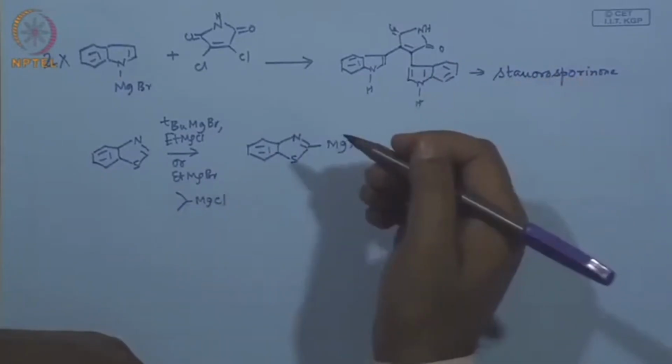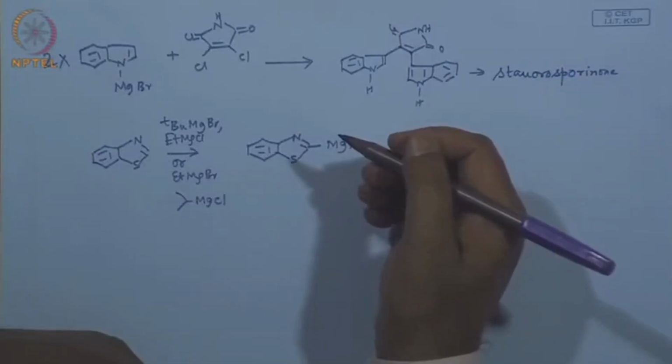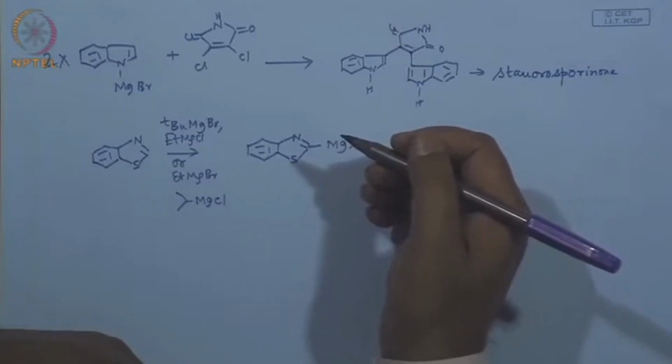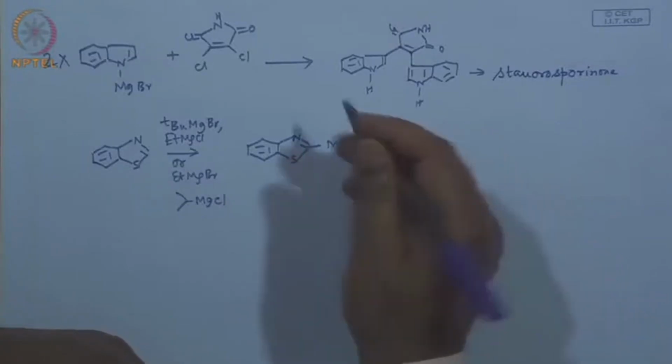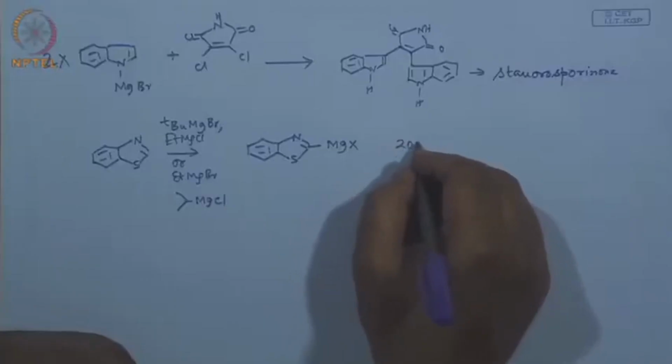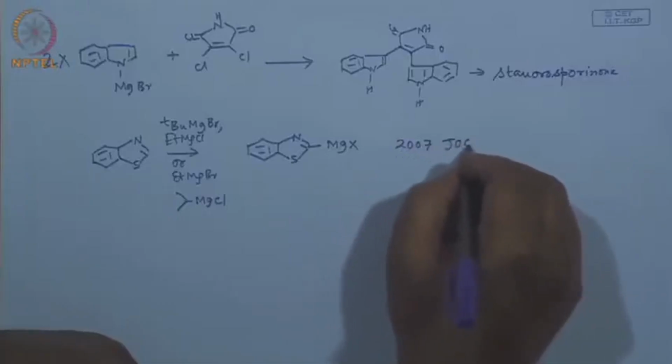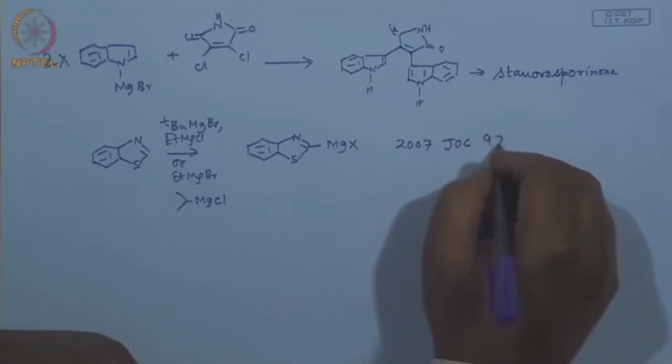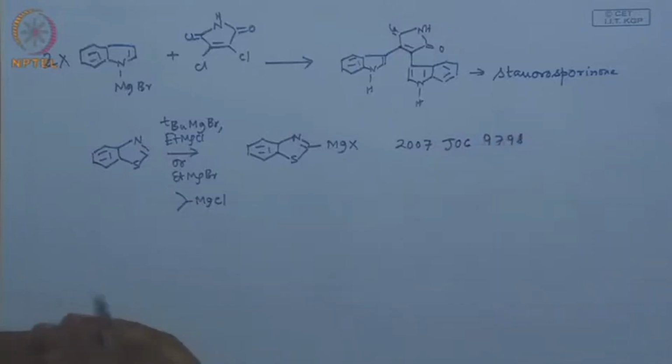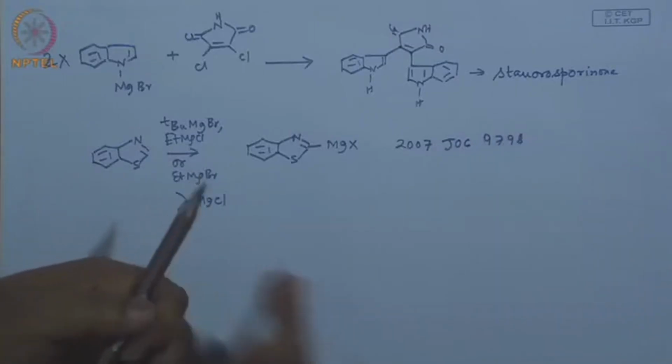This particular compound was made on a scale of 10 kg. Do you understand the meaning? The reason is that it is used as a reactive reagent in the pharmaceutical industry. If you are interested, I can give you the reference. This was published in 2007, JOC, page number 9798. What I mean to say is that the Grignard can be done in kgs.